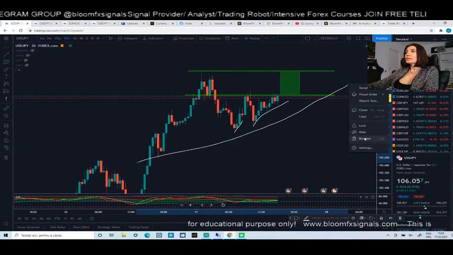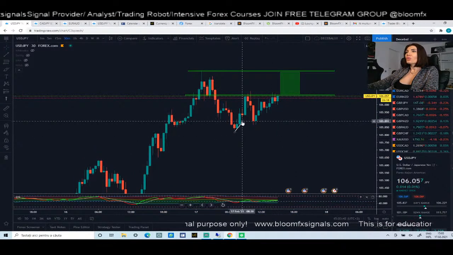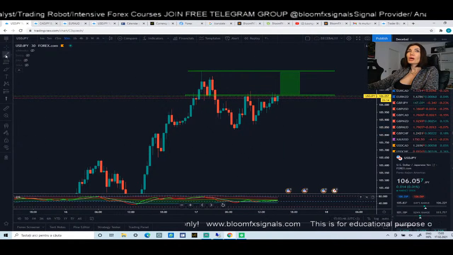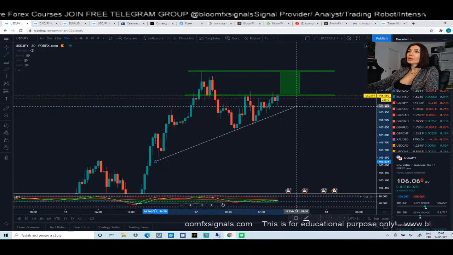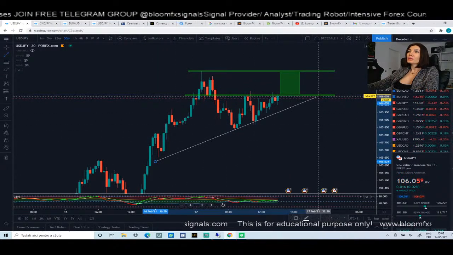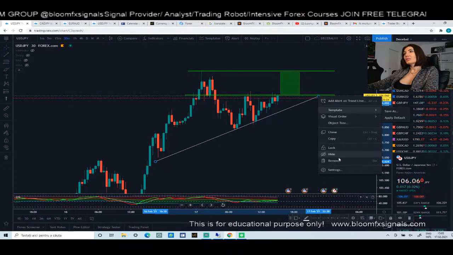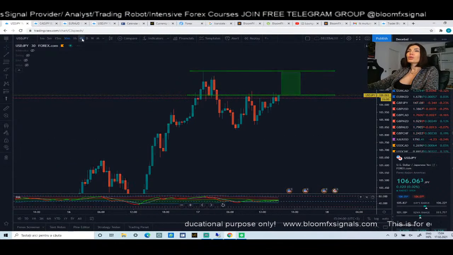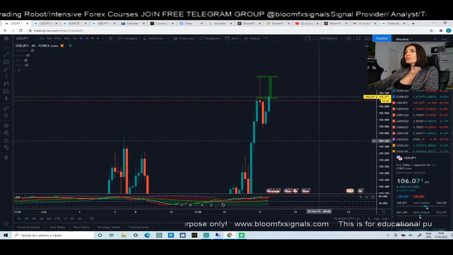Let me delete it. Depends a lot on who is going to win here, USD or JPY. Let me put also the trend line. No, it was a fake thing. No, I don't like it. So let me go on the 4 hour to see how the price will do. Yes, it's definitely very simple.